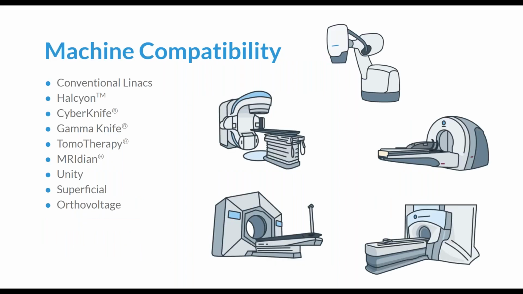And so the biggest thing with 2.0 is the machine compatibility. So we have added 6 additional machines with version 2.0. So that is the Gamma Knife, Tomotherapy, Meridian, Unity, as well as superficial and orthovoltage support. One other feature we've added in, so it's not necessarily a new machine, but a new part of the machine, is the CyberKnife MLC calculation. So before we just supported the fixed, and now we are able to do the MLC calculation, and that MLC calc does utilize our finite size pencil beam as well.